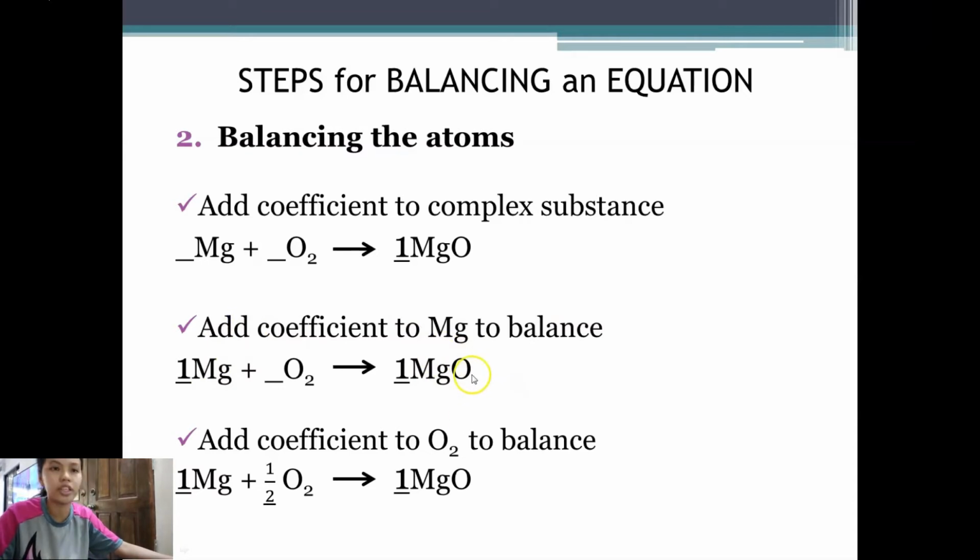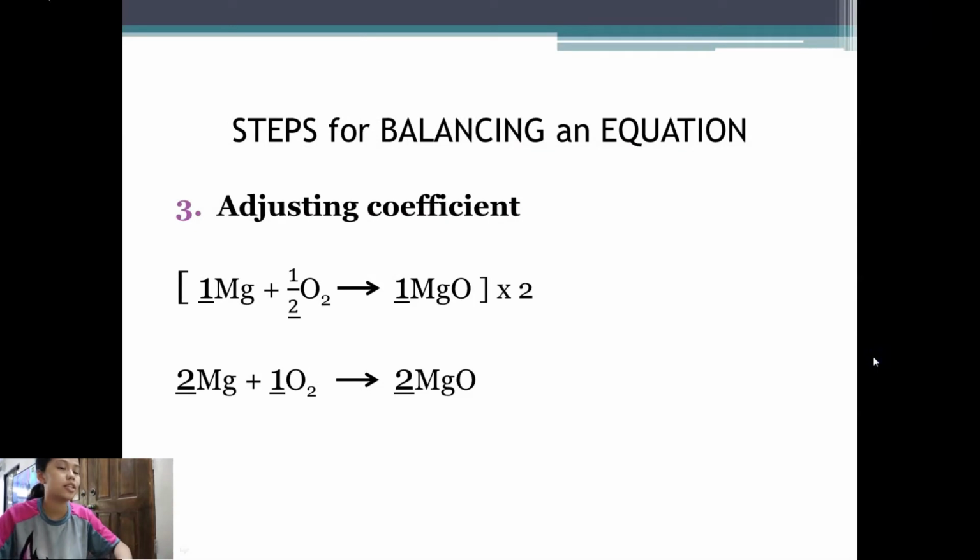Next would be the oxygen. In the product, I have 1 oxygen atom, but on the reactant, I have 2 oxygen atoms. I need to find a coefficient that would be multiplied to 2 that will give me 1, and that is 1/2.